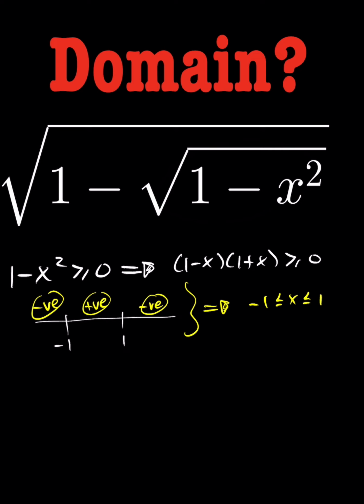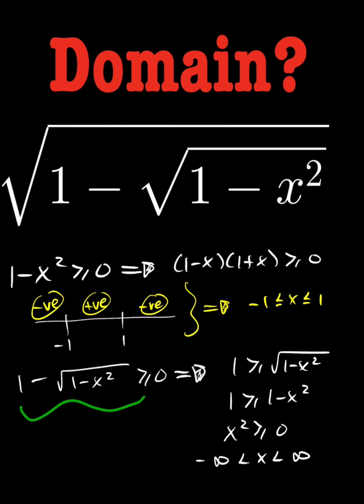defined. Now it must also be the case that what's underneath the bigger root must also be greater than or equal to 0. Let's set up an inequality and solve for this one. Solving this inequality here, I end up isolating for x. I got x squared is greater than or equal to 0. That implies that x can be any real number, as any real number that you square will always be greater than or equal to 0.